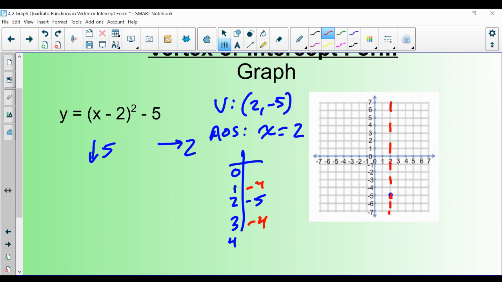Now I'm going to plug 4 in for x. 4 minus 2 is 2. 2 squared is just going to be 4. And 4 minus 5 is negative 1. And we can plug that in as well.